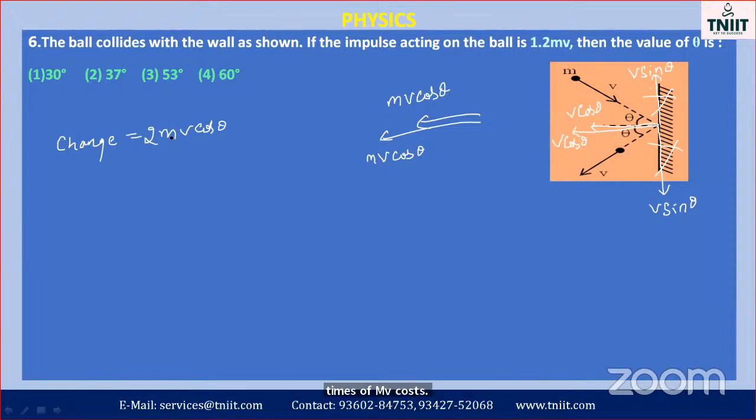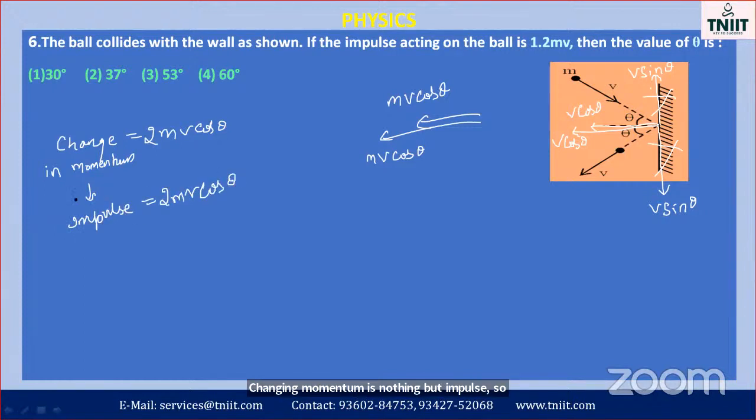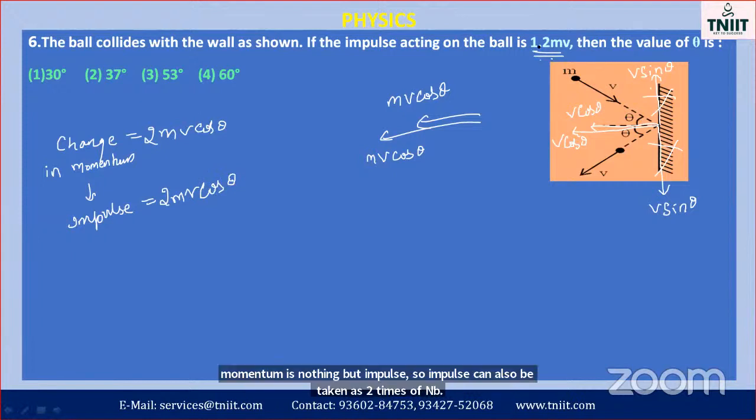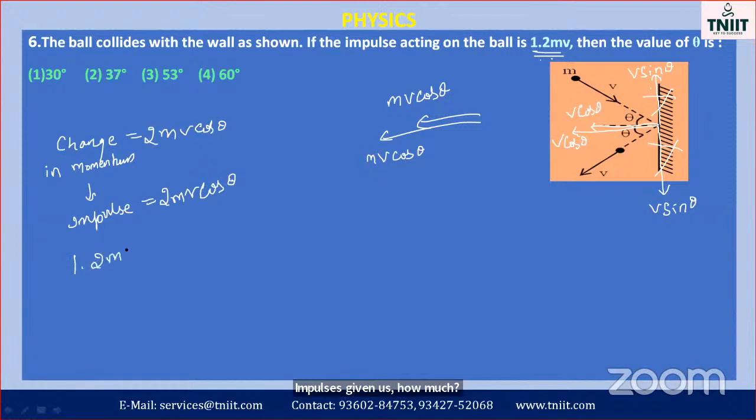You know that the change in momentum is nothing but impulse. So impulse can also be taken as 2 times mv cos theta. Now directly they have given the impulse as how much? Impulse is given as 1.2 mv. So 2 times mv cos theta equals 1.2 mv.